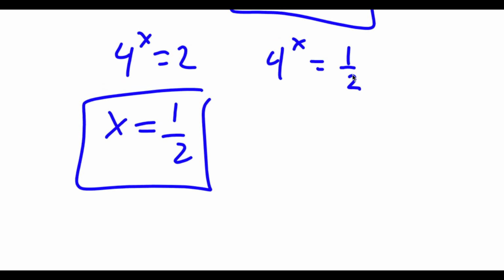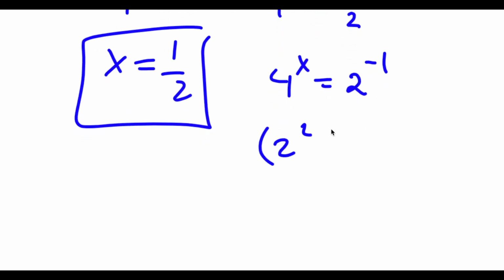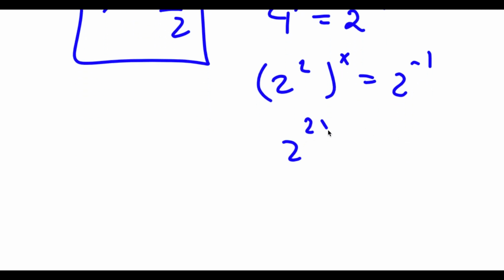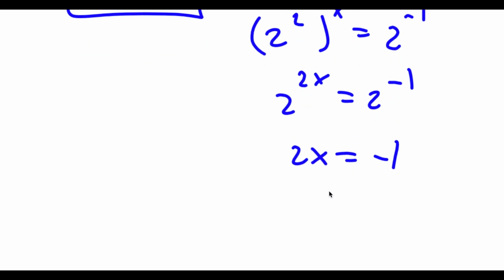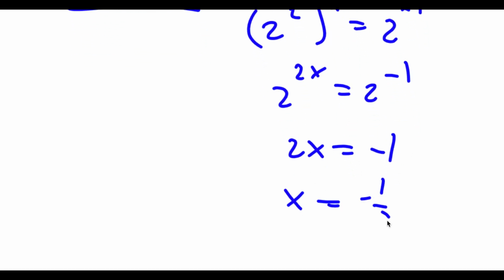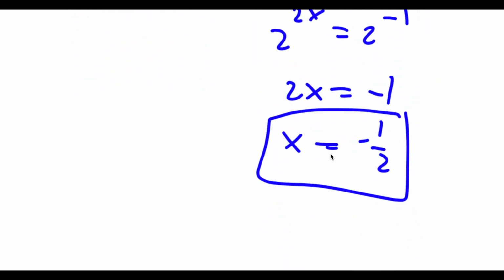And for 4 to the power of x equals 1 over 2, I get 4 to the power of x is equal to 2 to the power of -1. And I get 2 squared to the power of x is equal to 2 to the power of -1. So 2 to the power of 2x is equal to 2 to the power of -1, meaning 2x is equal to -1, and x is equal to -1/2. So x equals 1/2 and -1/2.